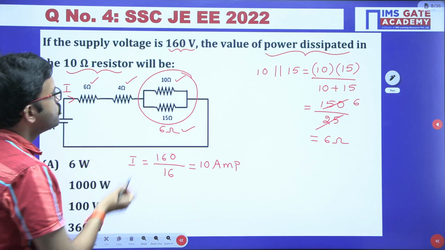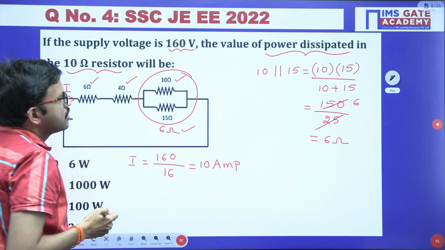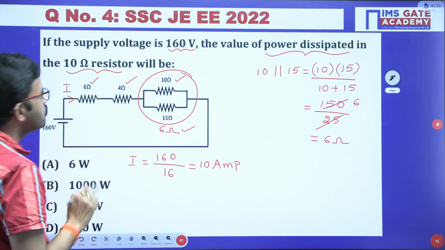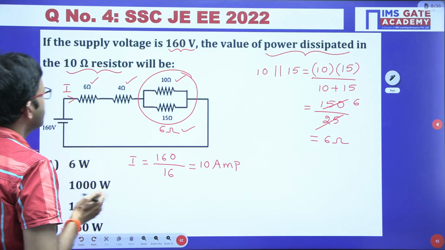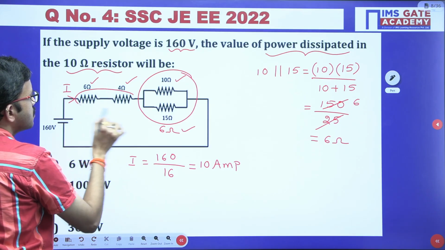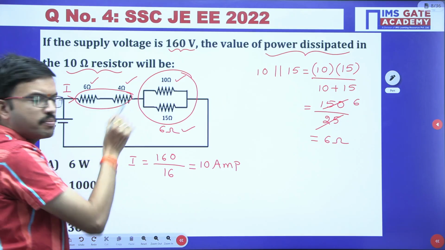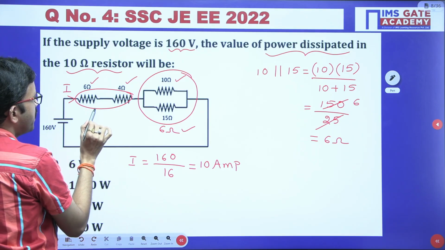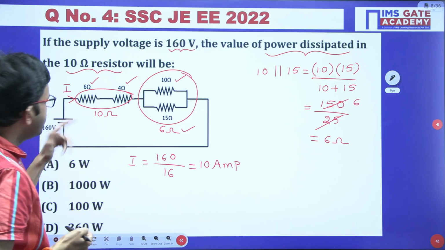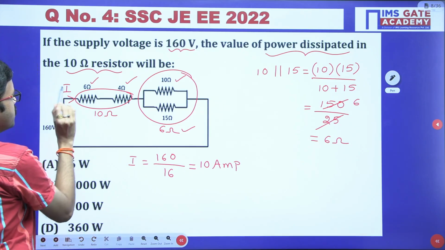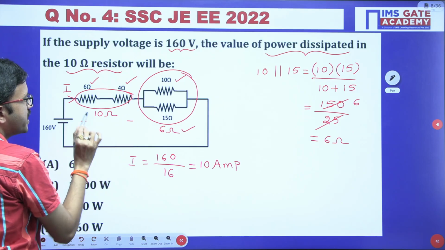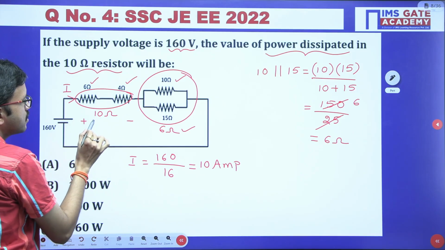Now you can apply the current division rule if you want. That is one approach, or otherwise here I am discussing one more easy approach. Here 10 ampere current is flowing. So these two resistors we can sum together because they are connected in series. So here you are getting 10 ohm, and just now we got 10 ampere here. So by using Ohm's law, you get 10 into 10, that is 100 volts.